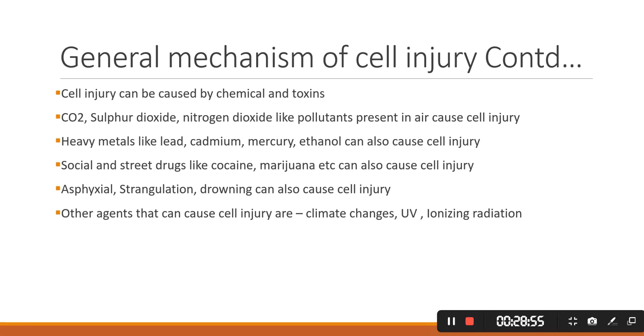Social and street drugs like cocaine and marijuana can also injure the cell. Then even physical injuries like asphyxia, strangulation, drowning can also cause cell injury. Other agents which can cause cell injury are climate changes like extreme heat and extreme cold temperatures. They can affect our skin cells, and they can affect the cells as we are breathing those cold and hot airs. So they can affect the cells of our body also. The UV light and the ionizing radiation can also affect the cells of the body.